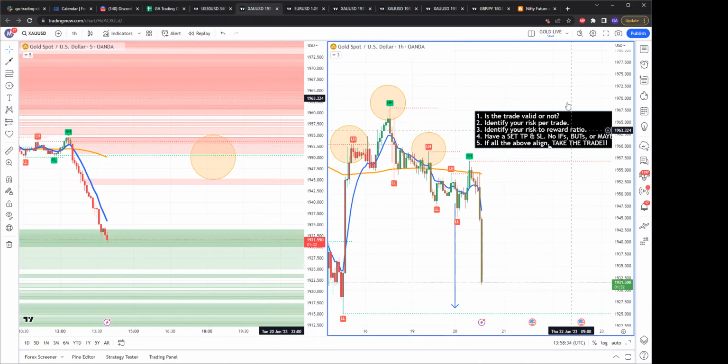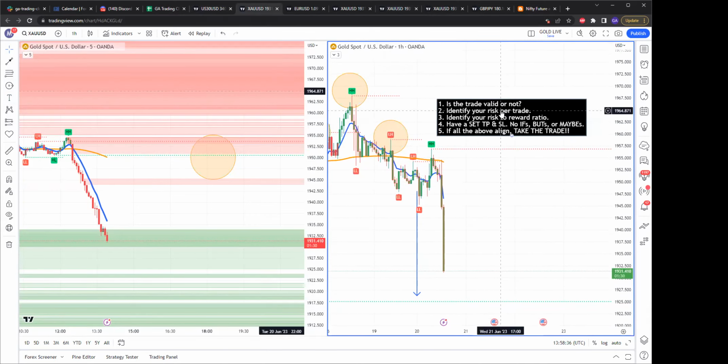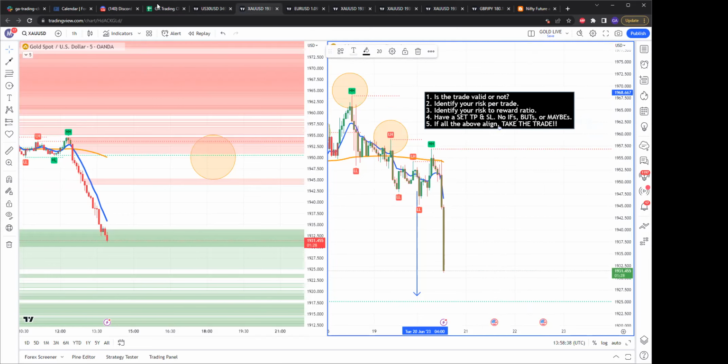So for those of you who are new, these are just my trade requirements. And I did do a video on this. So it's just 5 basic things that I use to get into a trade. The first one is to identify if the trade is valid or not. Of course I've gone over some of the strategies we have. So that's how I define whether a trade is valid.